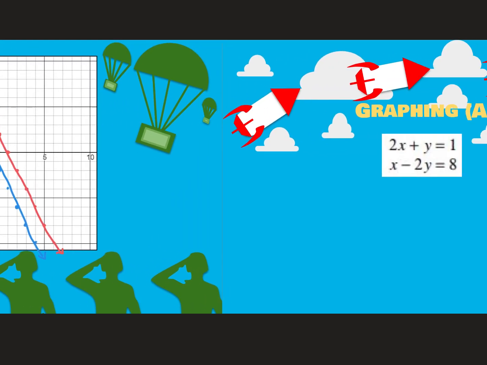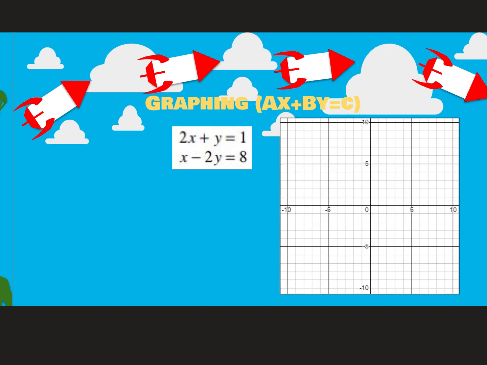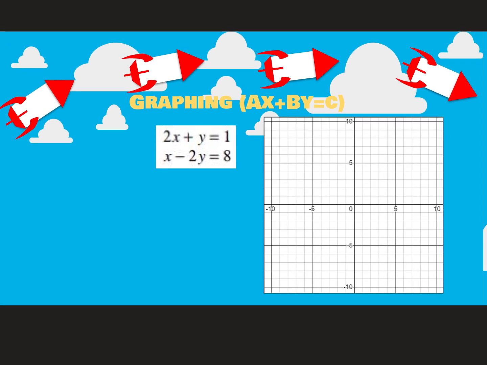All right, so we looked at it when it's in slope-intercept form. So let's look at it when it's in standard form, so ax plus by equals c. There's a couple ways that we can look at it. I personally prefer just going ahead and changing it to slope-intercept form, so basically solving for y.